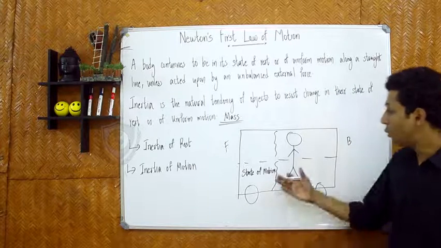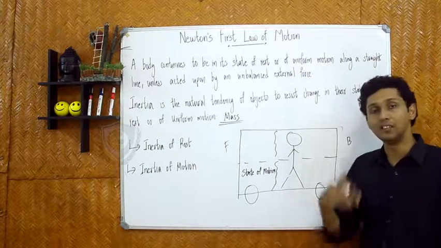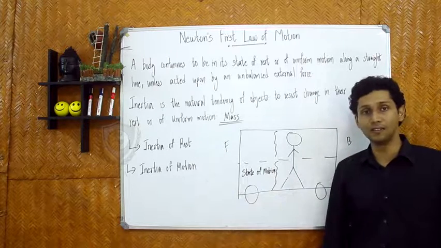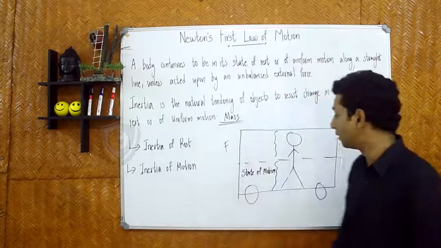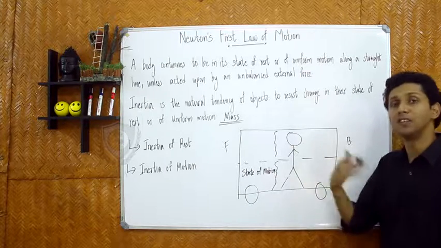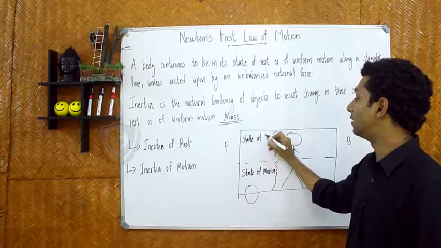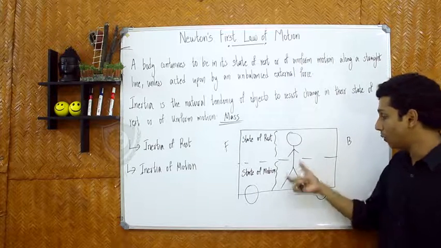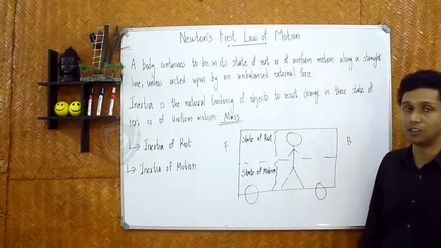Whereas if you consider the upper portion, this upper portion was initially in the state of rest. Now due to the effect of inertia of rest, this upper part would continue to be in the state of rest. Initially the upper part was at rest, and still it is at rest only. Now listen carefully. You can see that the lower portion of the body is in the state of motion, and the upper portion of the body is in the state of rest.